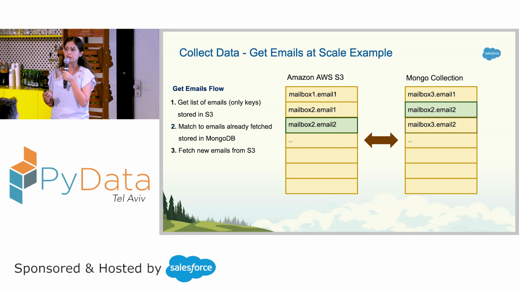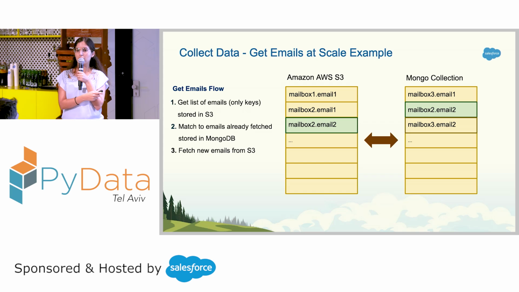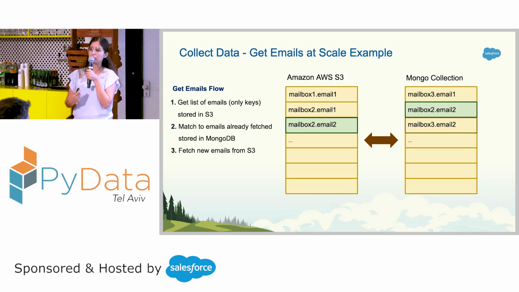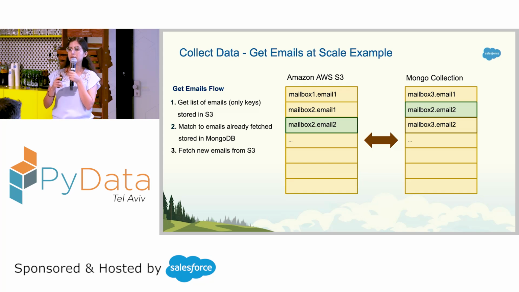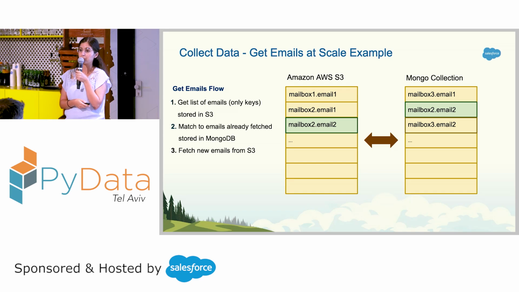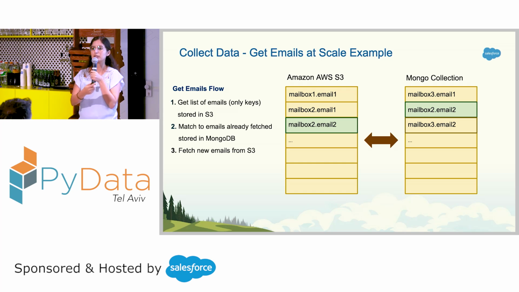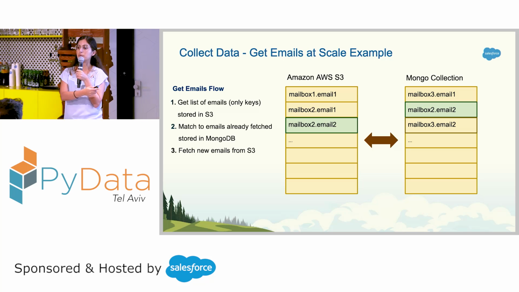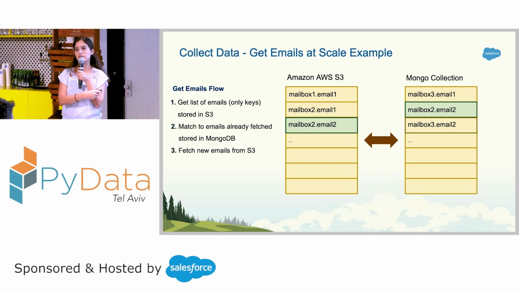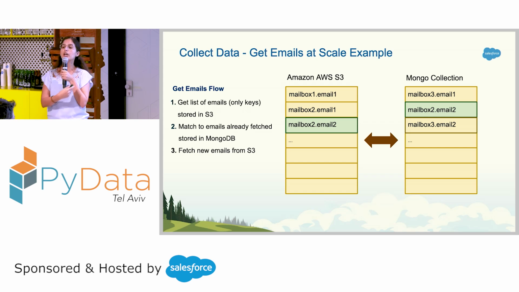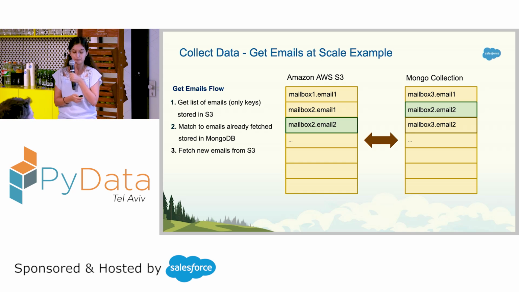The emails are actually stored in Amazon S3, online object storage. And the emails that we've already fetched from Amazon S3 have only their keys stored in a Mongo collection. So the emails flow goes as follows. We first get the list of emails stored in Amazon S3, just the keys, and then we match them with the emails that we have in our Mongo collection. And we see which emails are new and we don't have in our Mongo collection, and we need to fetch them from Amazon S3.